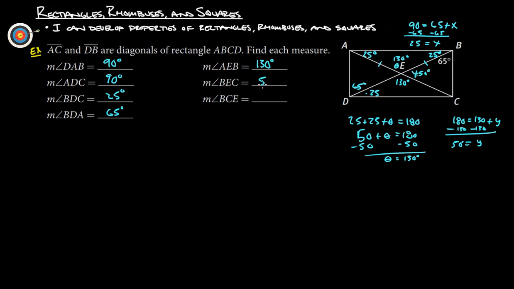Okay, so that's going to be 50 degrees, and then angle B to C to E is this one right here. Those are both going to be the same because these are also congruent sides. If across from this congruent side is 65, that side over here is also going to be 65 degrees.